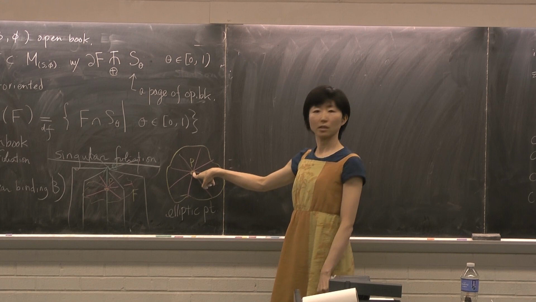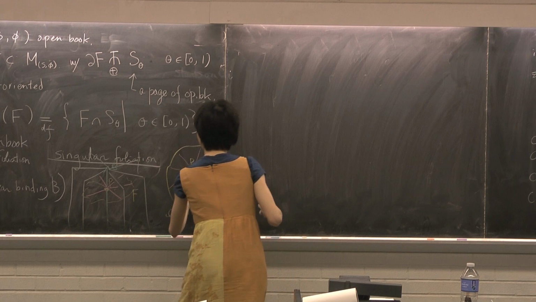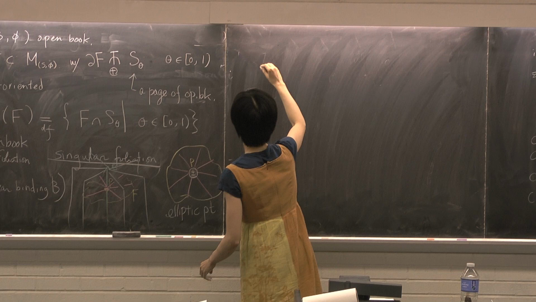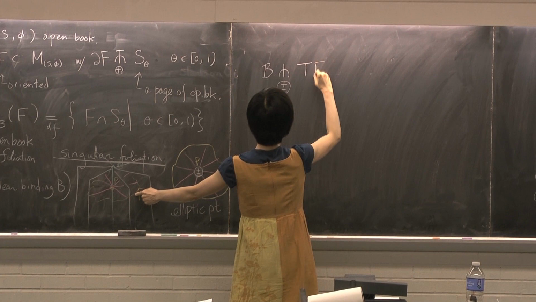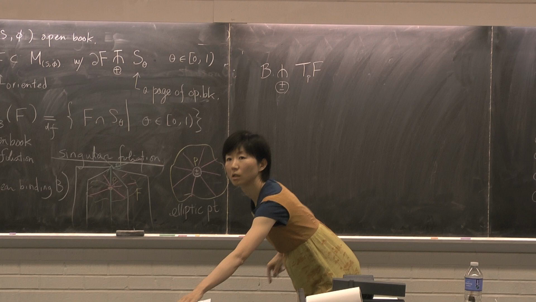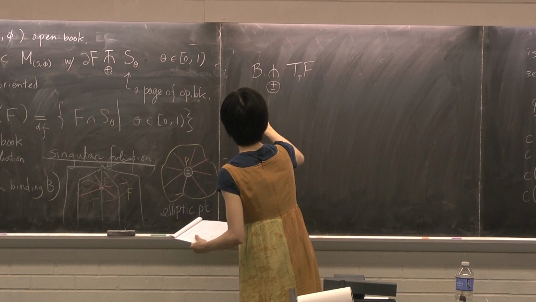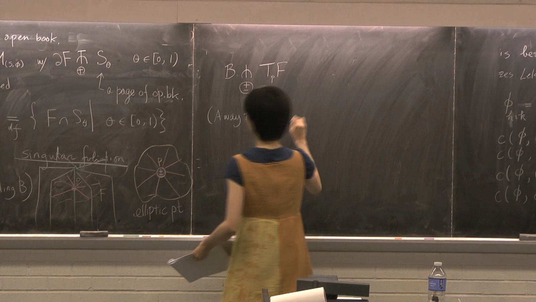And I assign a sign, plus or minus, according to whether the binding B positively or negatively intersects the tangent plane of F at P. This determines the sign of the elliptic singularity. And next, another singularity is away from the binding B.